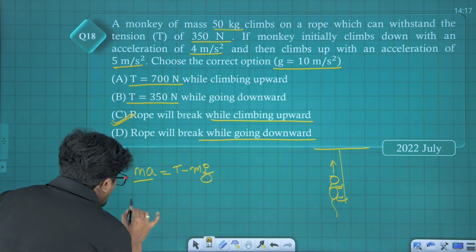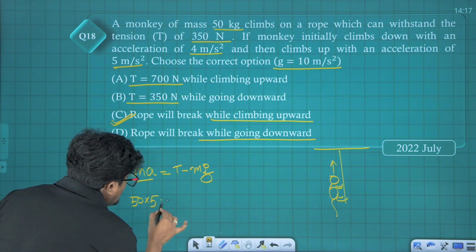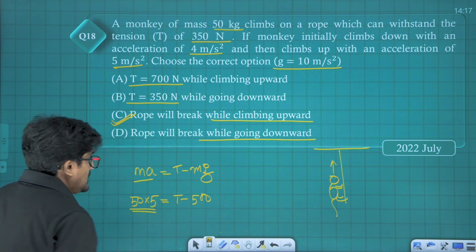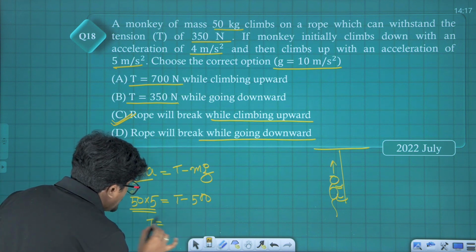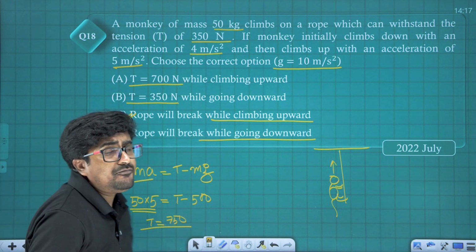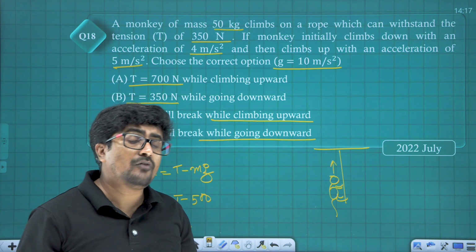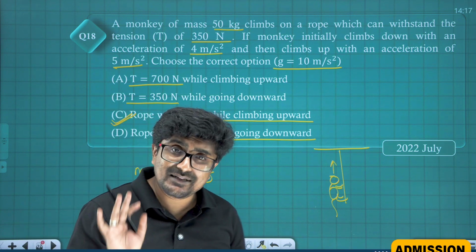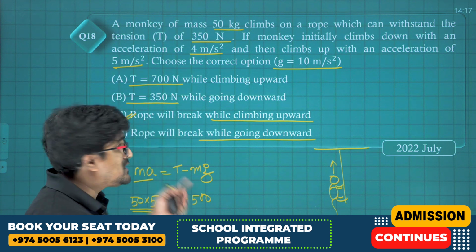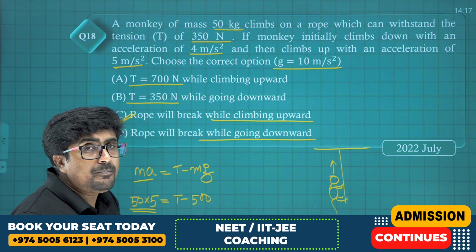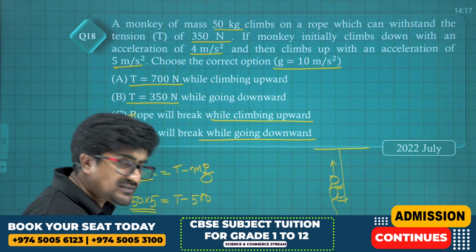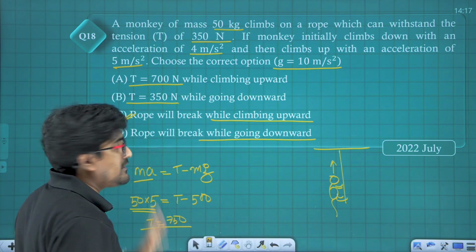So 50 into 5, that is supposed to be capital T minus mg. Here this is going to be 500, here this is 250. So here capital T is supposed to be what? 500 plus 250, that is 750. That means if we used a rope which was capable of handling the upward climbing of the monkey, then the tension developed should have been 750, not 700. See, the first thing is that this string won't be available there to get this value, but if a string was provided which can withstand a tension, then it should have been 750, not 700.